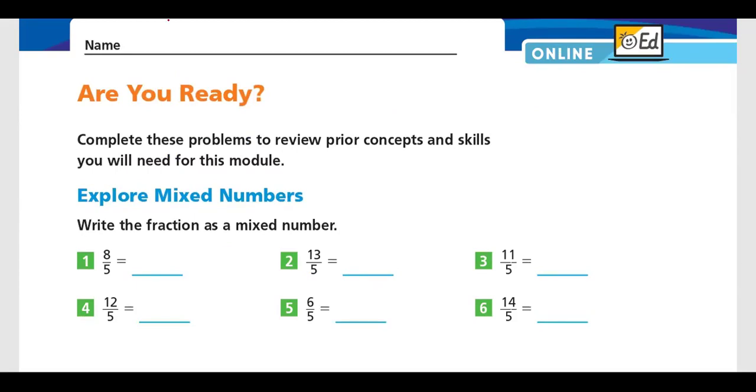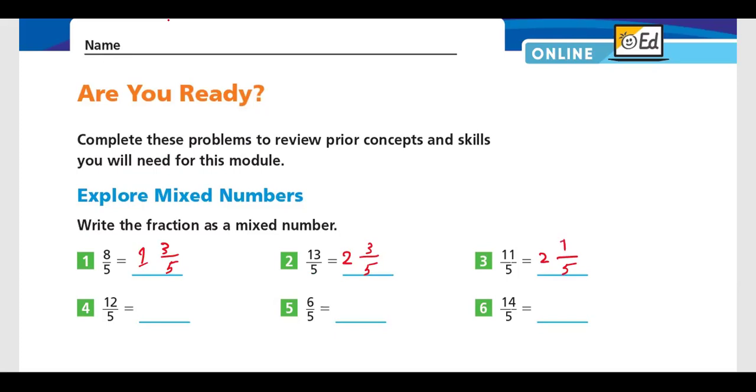How many 5s in 8? 1. So 1 times 5 is 5. The remainder is 3. How many 5s in 13? It's 2. 2 times 5 is 10. The remainder is 3. How many 5s in 11? 2. So 2 times 5 is 10.